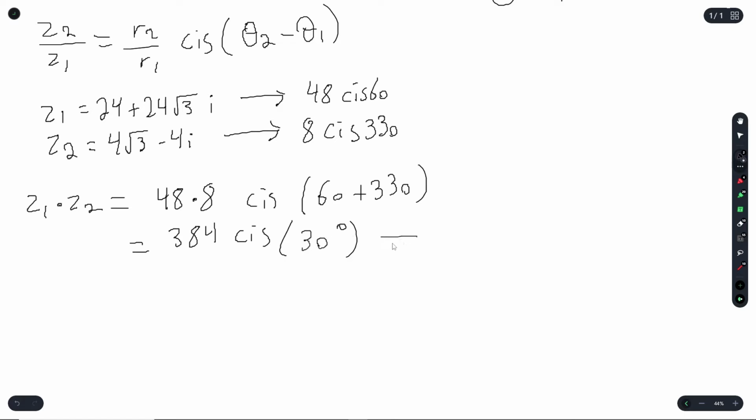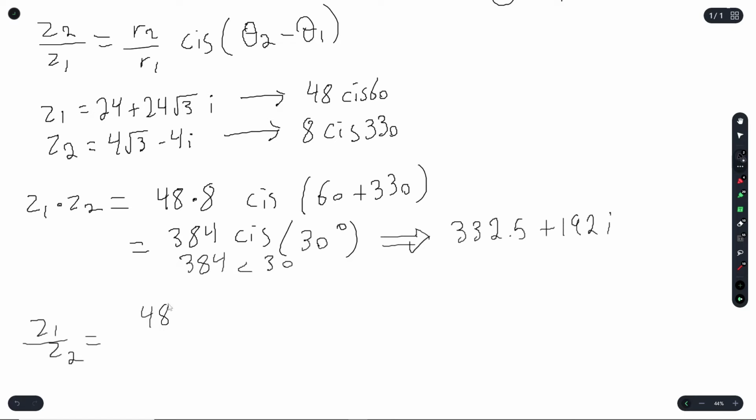Now we can either keep it this way or convert it to rectangular form on the calculator, which will be 384 and then the angle symbol 30. Make sure your calculator is in degrees. 384, angle 30, gives us 332.5 plus 192i.